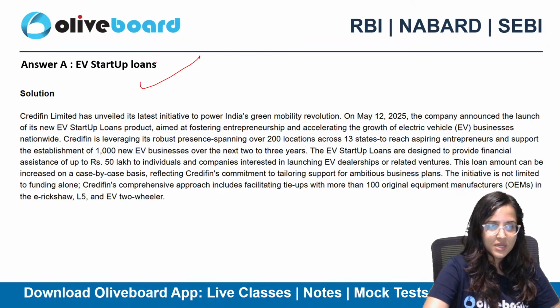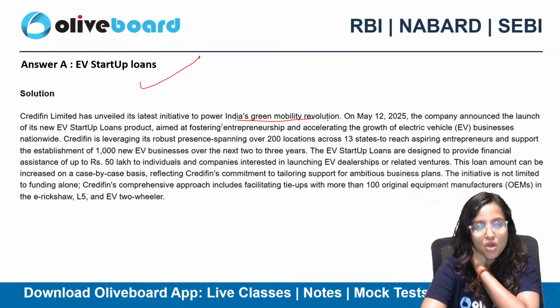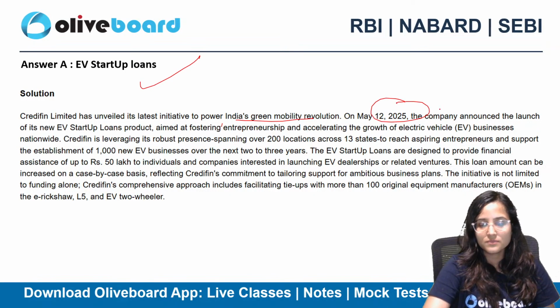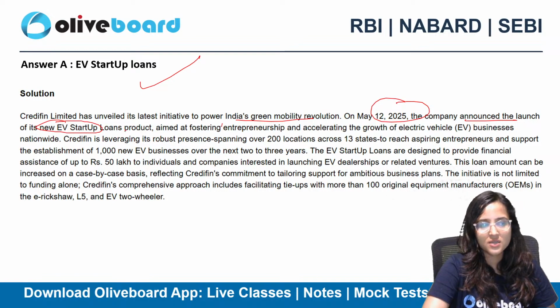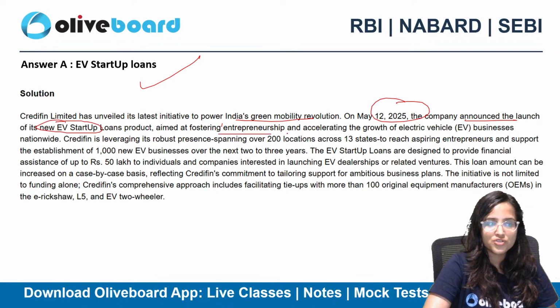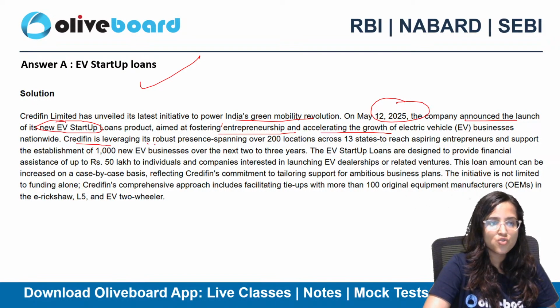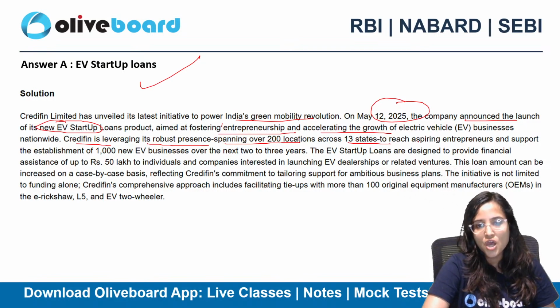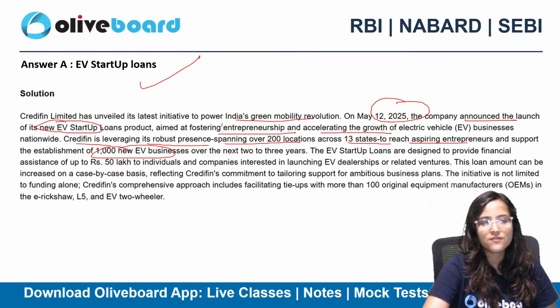So, Creditin Limited has unveiled its latest initiative to power India's green mobility revolution. On May 12, 2025, the company announced the launch of its new EV startup loans product aimed at fostering entrepreneurship and accelerating the growth of EV businesses nationwide. Creditin is leveraging its robust presence spanning over 200 locations across 13 states to reach aspiring entrepreneurs and support the establishment of 1,000 new EV businesses over the next 2 to 3 years.